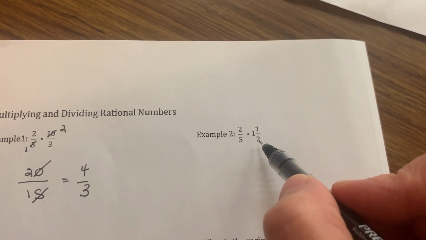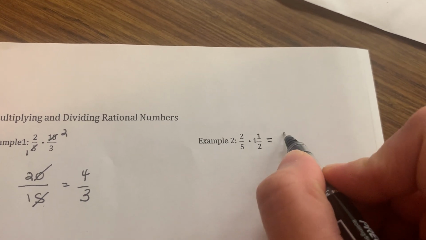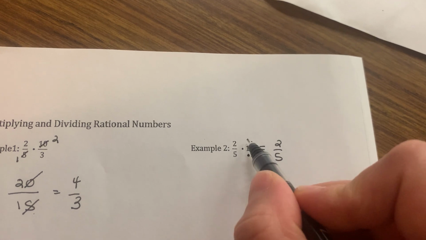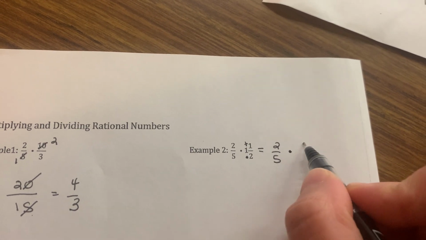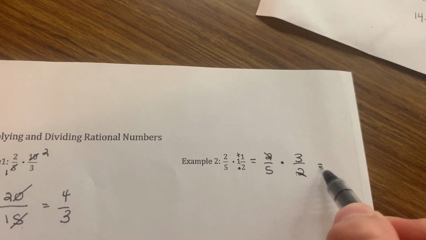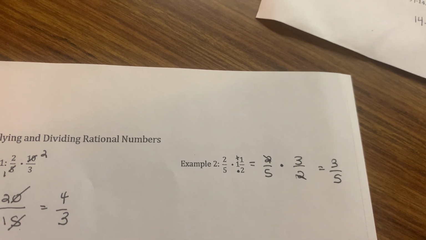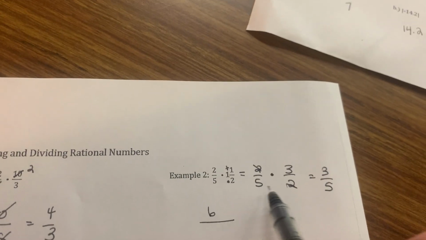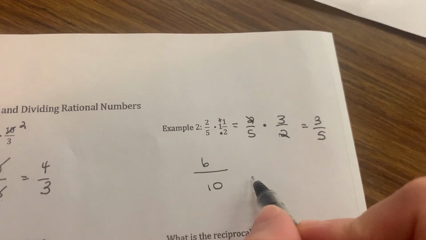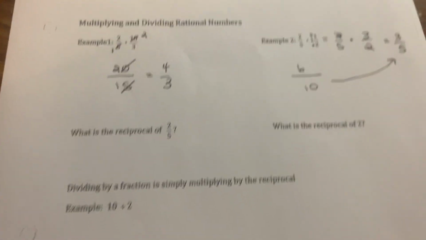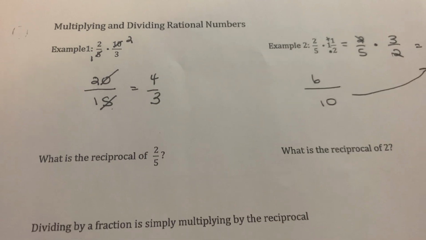Here, I have a mixed number, so I need to make it into an improper fraction. 1 times 2 is 2, plus 1 is 3. So we're going to multiply by 3 halves. You could just cancel out the 2's and say you get 3/5. Or you could have done 6 over 10 and then reduced it, cut each piece in half. Okay, so you just multiply across.